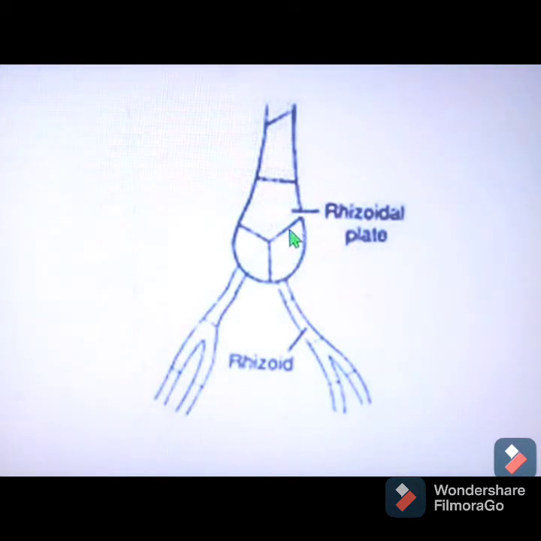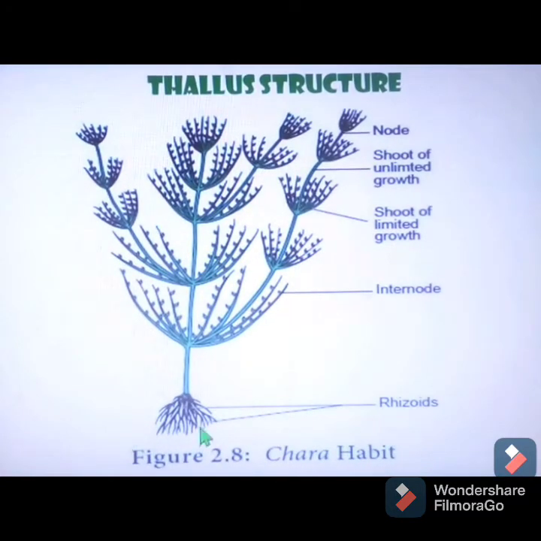At this joint, the protrusion from the upper cell cuts off a segment which divides to form a quadrant. This quadrant is known as a rhizoidal plate, and it gives rise to a tuft of branched rhizoids. So from this rhizoidal plate, many branched rhizoids will be formed. The function of the rhizoids is to help the plant attach to the substratum and, just like roots, to absorb minerals.